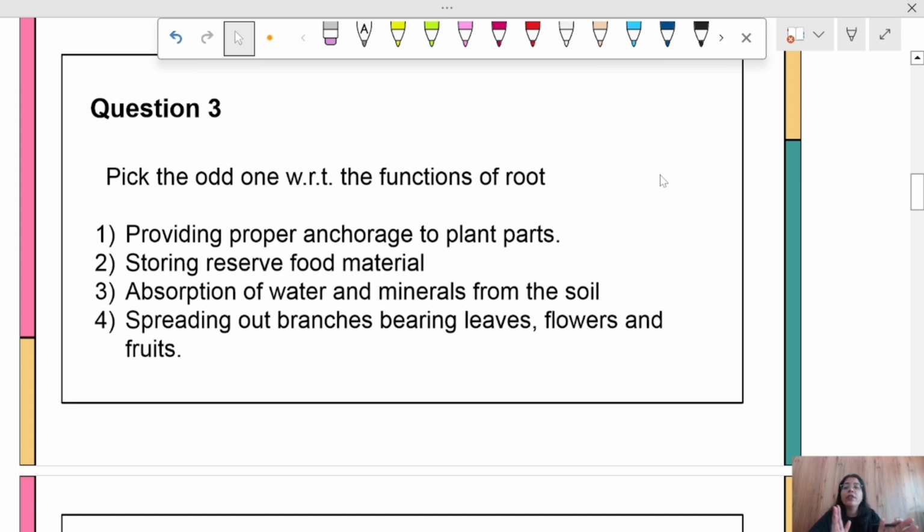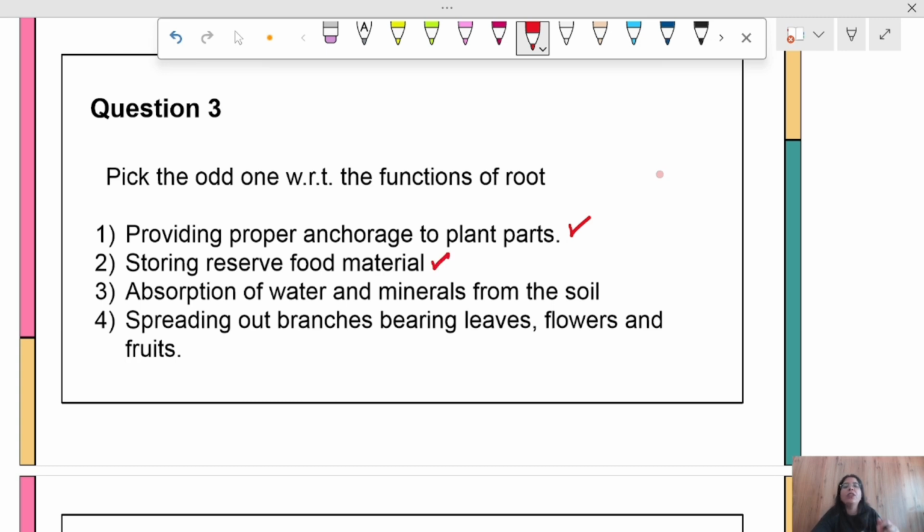What is not the function of root? Roots provide proper anchorage to the plants, correct. They are acting like reserve food material structures where you can store the reserve food material, correct, right.